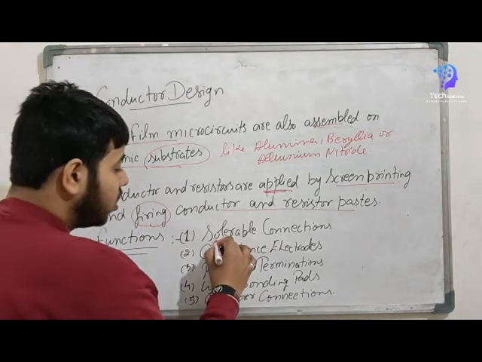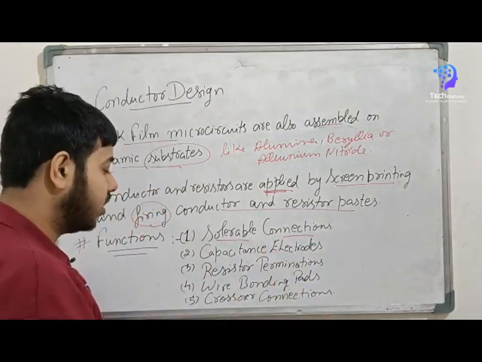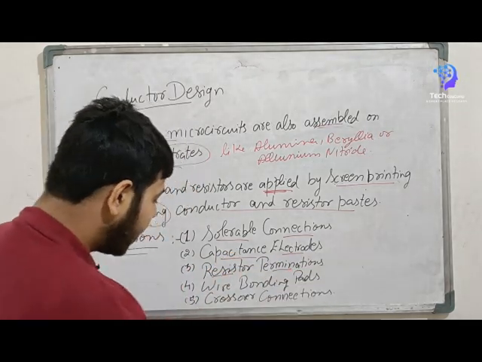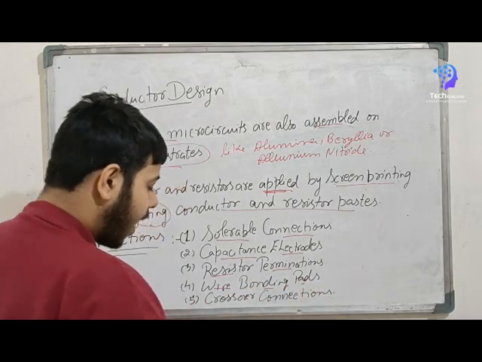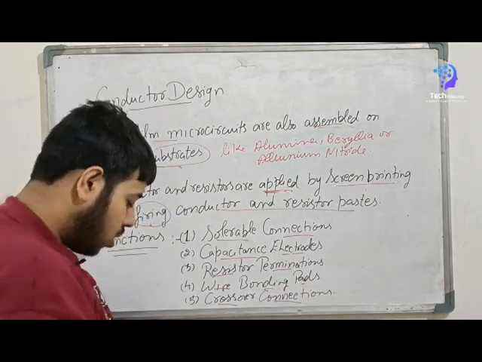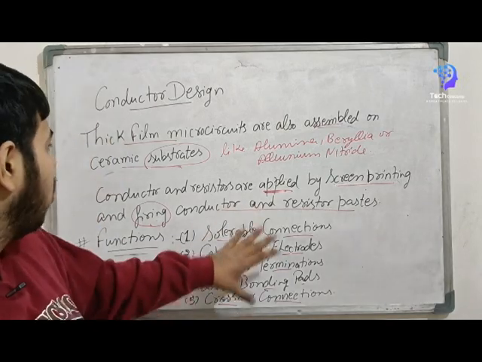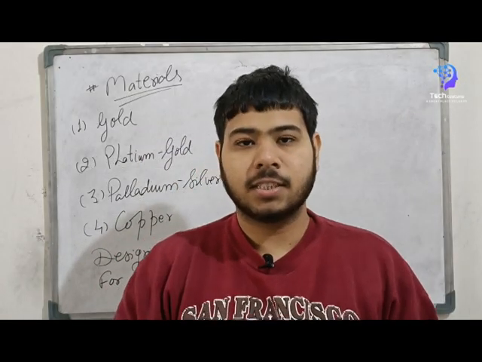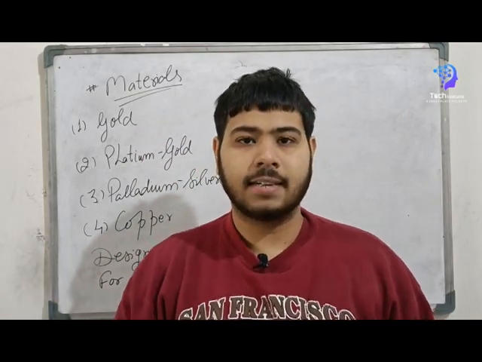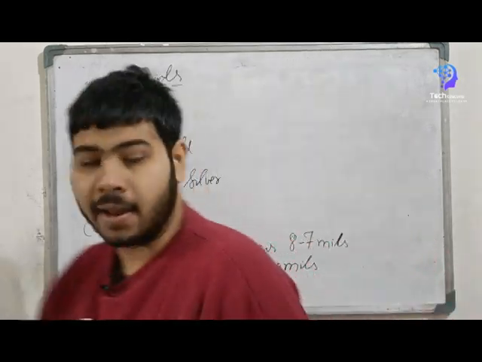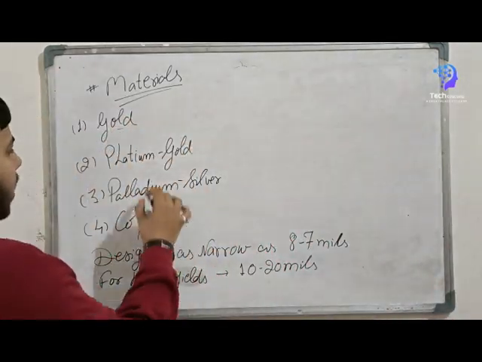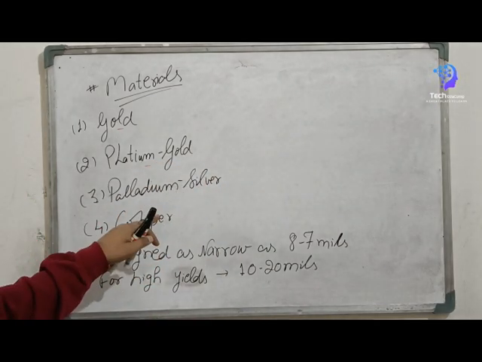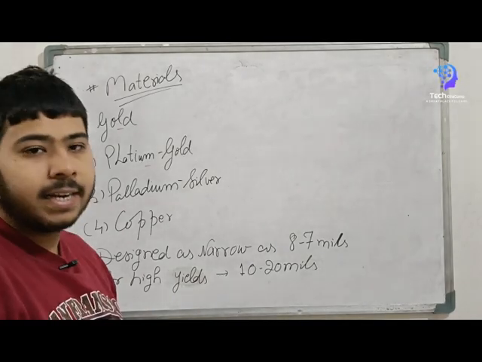Number one is solderable connections. Second is capacitance electrodes. Third is resistor terminations. Fourth is wire bonding pads, and the fifth is crossover connections. So these are the five major functions of the conductors in the microcircuits. Now let's see the different materials which are used for designing conductors. Number one is gold, second is platinum gold, third is palladium silver, and fourth is copper. Now let's see where these materials are used.